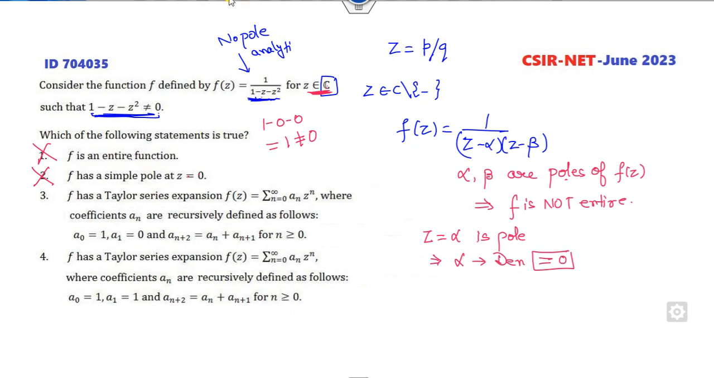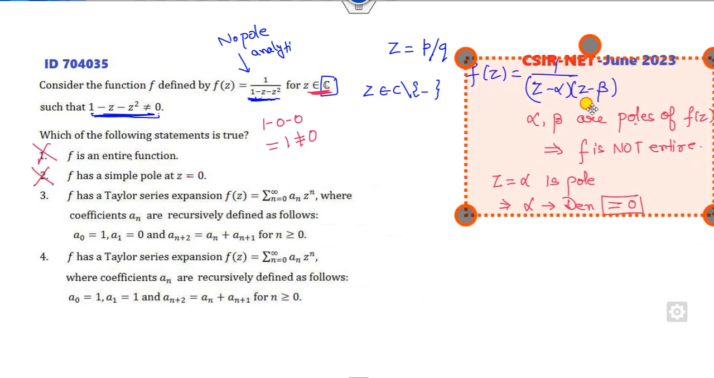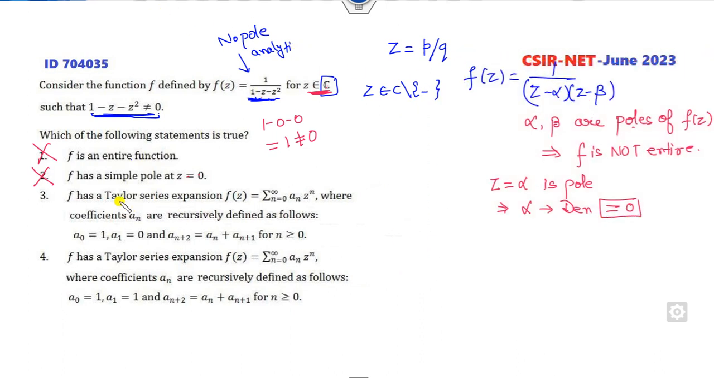Now look at the third and the fourth option. They are very similar options. That is a Taylor series, and they are talking about this. A0 is similar. The only difference is A1. How can you find A1?